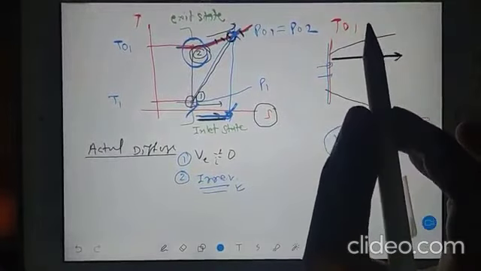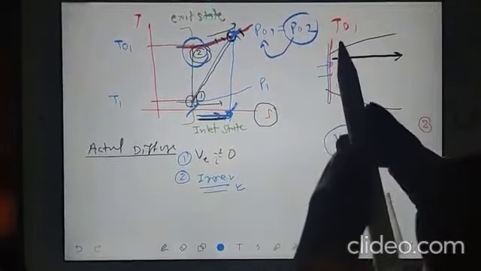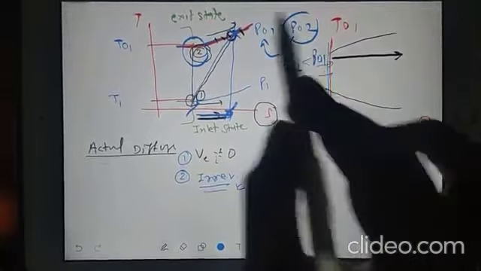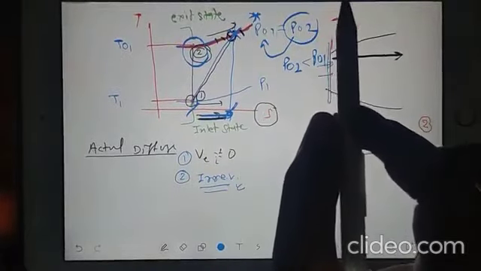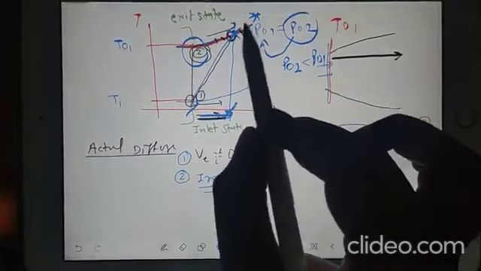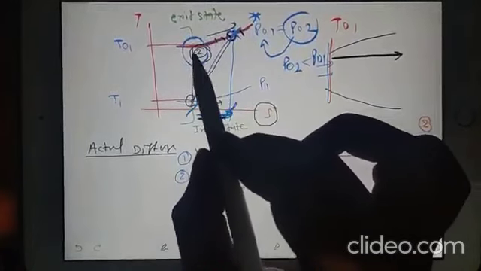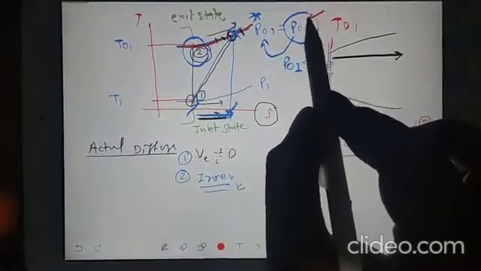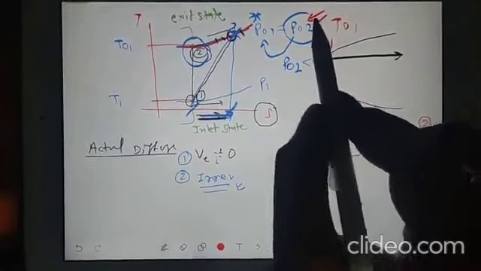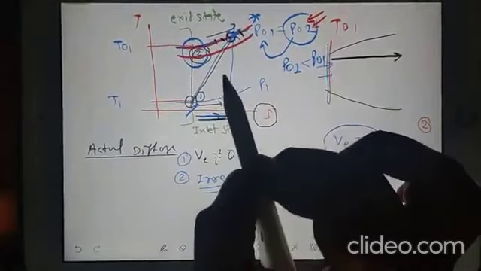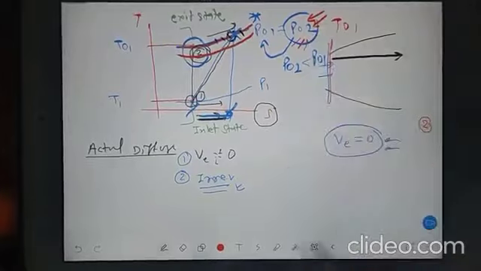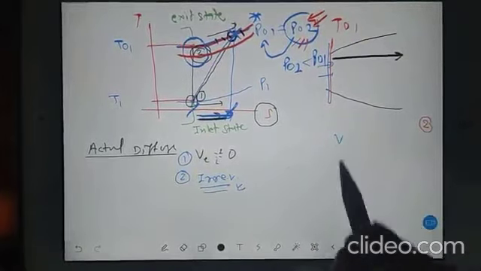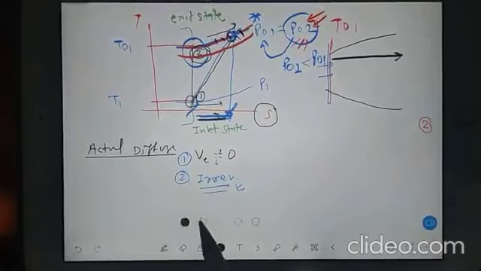But at the same time, your P02 will not be equal to P01. Your P02 will also be less than P01. It means what? The line you have drawn for ideal will not work for actual. So for actual, you should draw the P02 line. P02 line should be a little lower, because P02 is less. So in actual diffuser, your diagram will change like this.